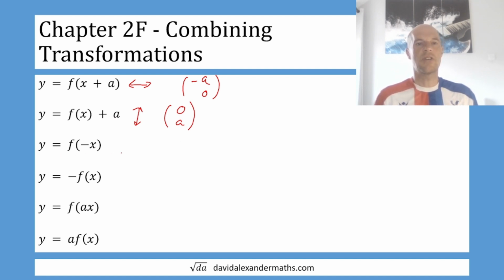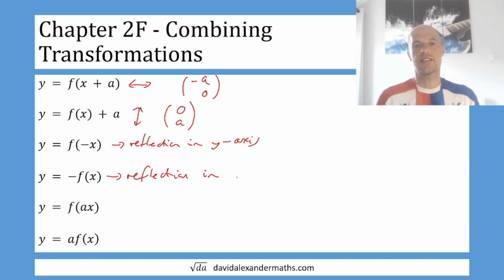If y equals f of negative x, here the transformation is inside the brackets, so that is going to affect the x coordinates. If all the x coordinates are going to be flipping their sign, this is a reflection in the y-axis. And similarly, but oppositely, if the negative sign is outside the brackets, it's going to affect the y. So if we're changing the signs of all the y coordinates, then this is going to be a reflection in the x-axis.